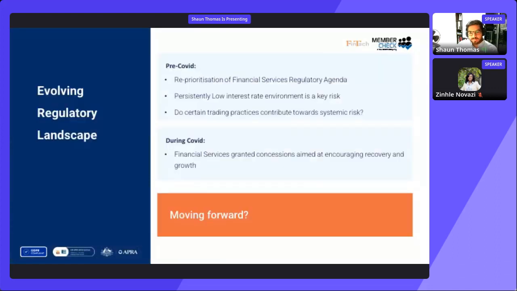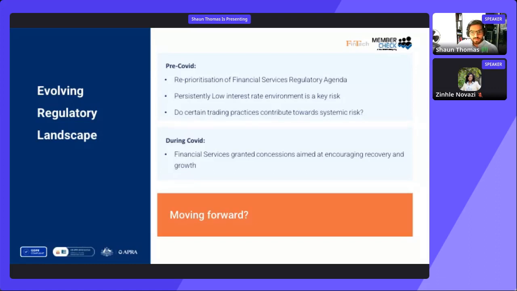So today we're going to take a deep dive into the evolving regulatory landscape and identify how entities are being affected by changes in this landscape. I recently came across an article published by KPMG, which spoke about the regulatory landscape prior to COVID-19 and how at this time the regulatory agenda, rather, for financial services were being reprioritized rather than completely rewritten. So even before COVID-19, regulators highlighted that the persistently low interest rates environment was a key risk, and debate had already begun to reignite whether certain trading practices or fund types contributed towards systemic risk.